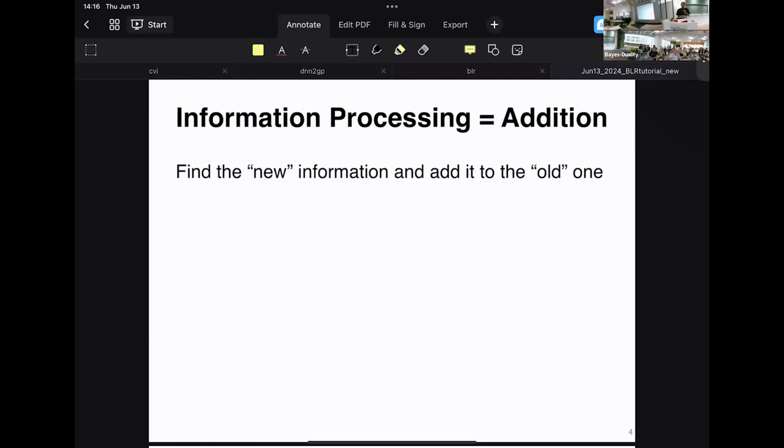Okay, so let's think about addition. When we say adding things, adding knowledge, adding information, adding data, you can also think about subtraction, but addition is enough. Subtraction is just the opposite. So one view to look at information processing is addition.